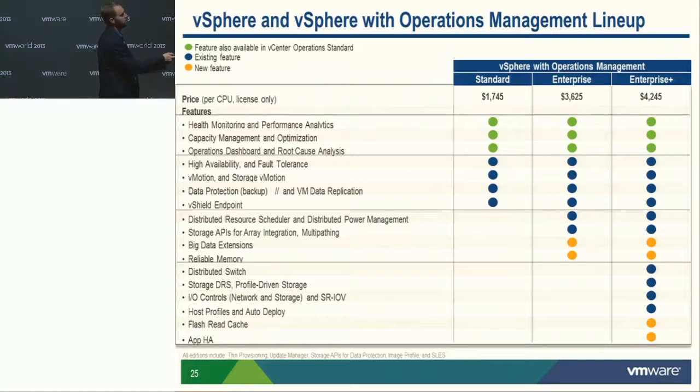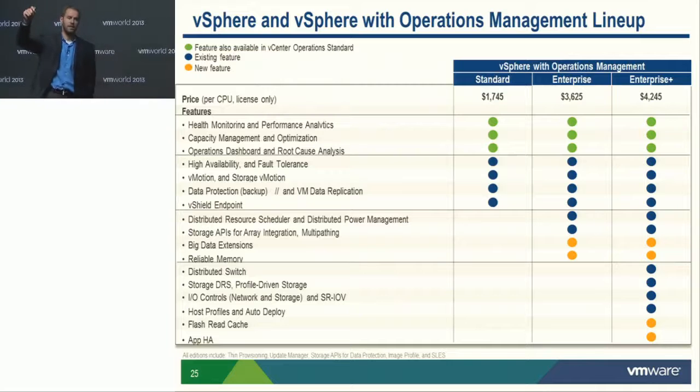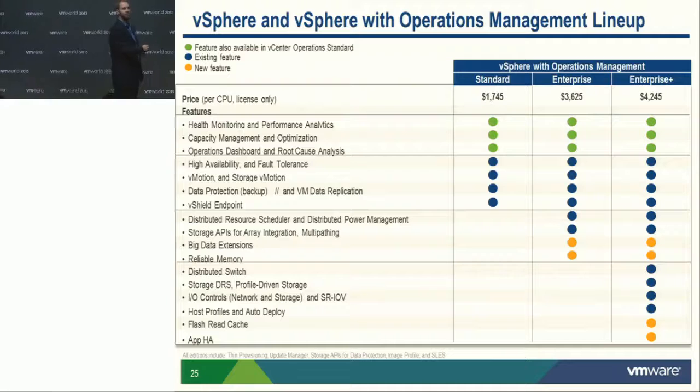So you've got Standard, Enterprise, and Enterprise Plus. You can see here big data extensions and reliable memory started at Enterprise and higher. And then, as I mentioned before, Flash Read Cache and AppHA are added to the Enterprise Plus. If you have the vCloud Suite, that already has Enterprise Plus in it, so you have all this stuff on the right. And then also the vSphere with Operations Management, we've got versions of those, Standard, Enterprise, and Enterprise Plus, and it follows this path as well. Those prices would be a little bit higher for the vSOM characteristic because it has Operations Management built into it. Everything else in this list you should be familiar with already.